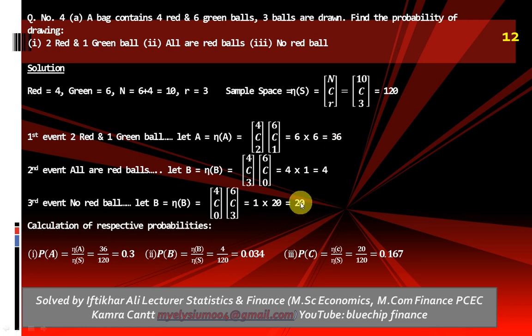After that, to calculate probability, it is very easy. Probability is always equal to event divided by sample space, and these are 3 different events. So first probability, 2 red and 1 green ball, should be equal to 36 divided by 120. Second probability, all red balls, should be equal to 4 divided by 120. And third one, no red ball, should be equal to 20 divided by 120. So answers are given here.